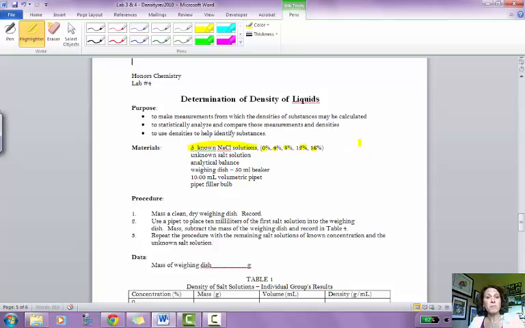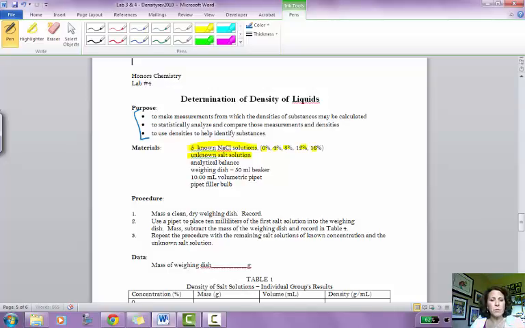You're going to measure mass and volume of each of those solutions, and then using those known values you're going to create a density curve, and from there determine the density and the concentration of an unknown salt solution. So very much like the first lab, you'll notice that the purpose is very similar. All we're doing now is liquids instead of solids.